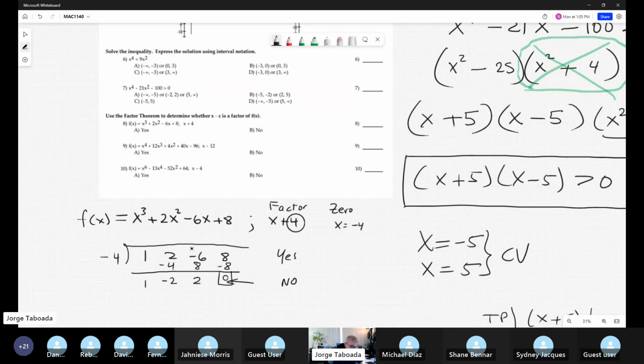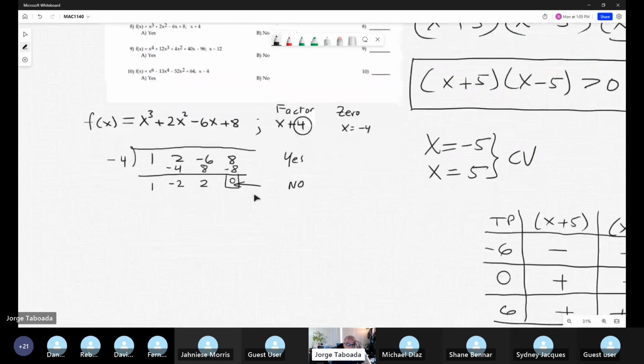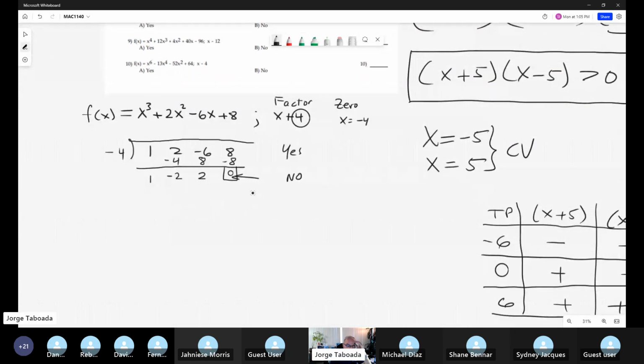It's easy and powerful. Synthetic division is super powerful. Let's practice number 9 and number 10. Number 9 is f of x equals x to the 4th power plus 12x to the cubic power plus 4x squared plus 40x minus 96; divisor x minus 12.